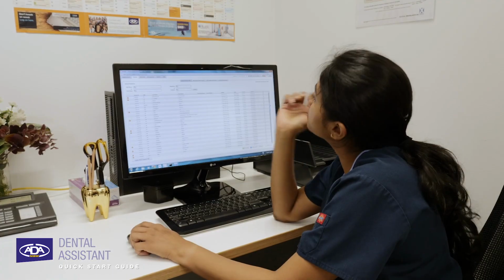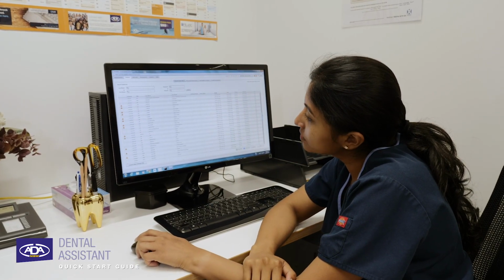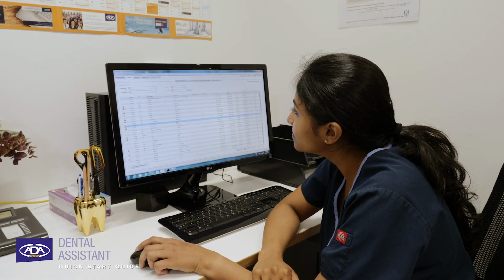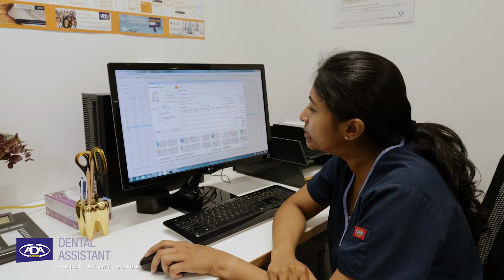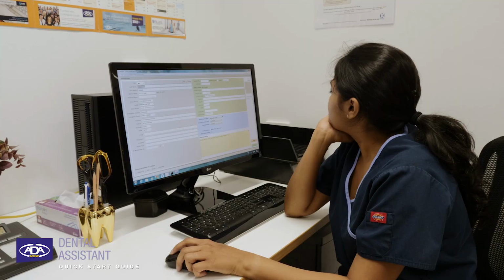Only view private patient information when you need it. It is not appropriate to look into the details of people you know or go through files out of interest. Only access the private information you need to know to be able to perform your duties effectively.